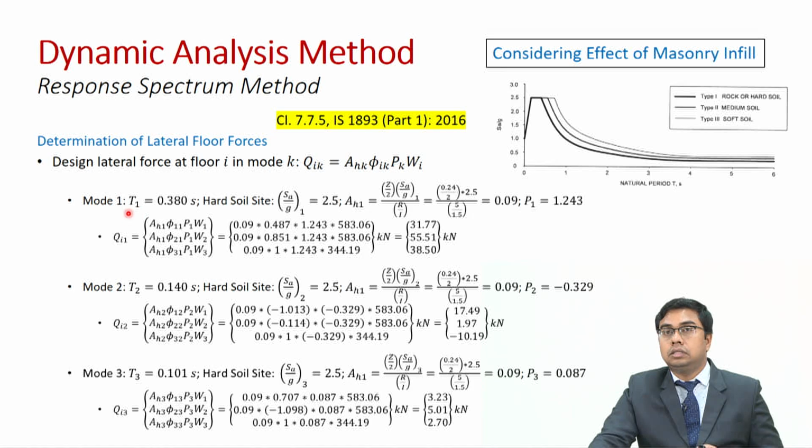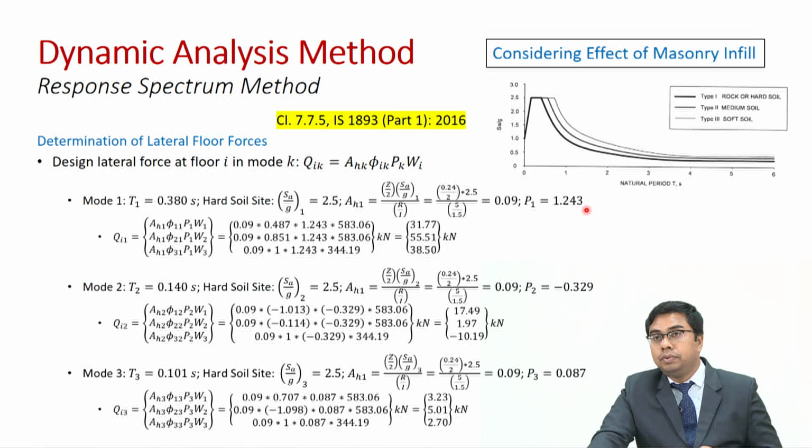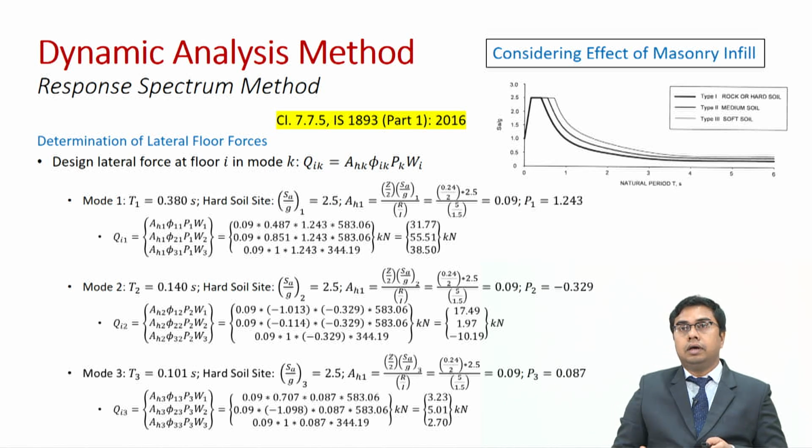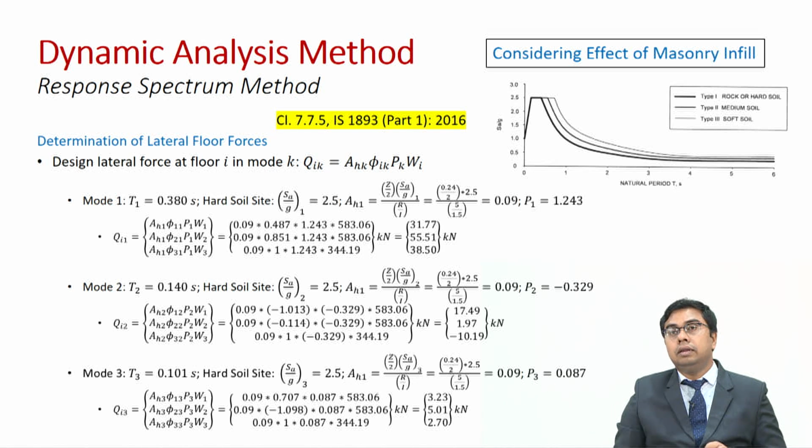Now, in this case, for first mode the natural period is 0.380 second, which means that the value of Sa by g shall be 2.5 given that the soil is a hard soil site. Then the value of Ah1 is calculated, value of P1 is also calculated, and finally we get the value of design lateral force at various floors in first mode, and similarly for the second mode and the third mode also. So, we do it to find out the design lateral force at various floors in various modes.